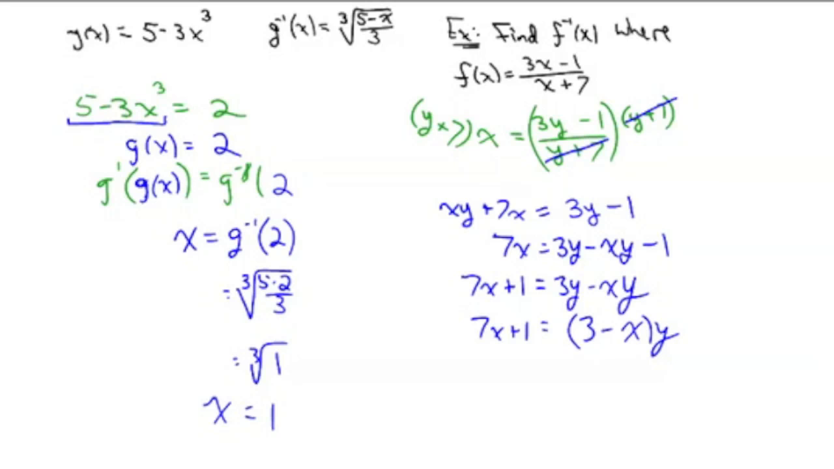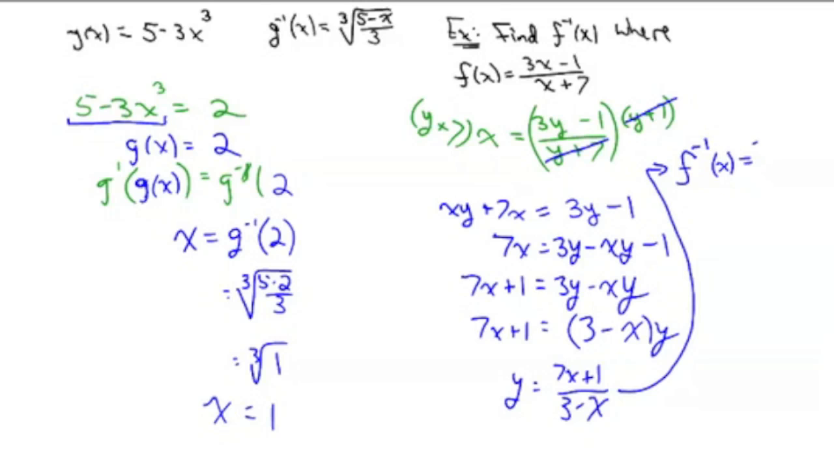And then divide, so you're going to get y by itself. You're going to have 7x plus 1 in the numerator, 3 minus x in the denominator. You remember doing this, right? I know it's been a few weeks, but not that many. And then the last step is replace the y with its functional notation. So it would be f inverse of x is equal to 7x plus 1 over 3 minus x.